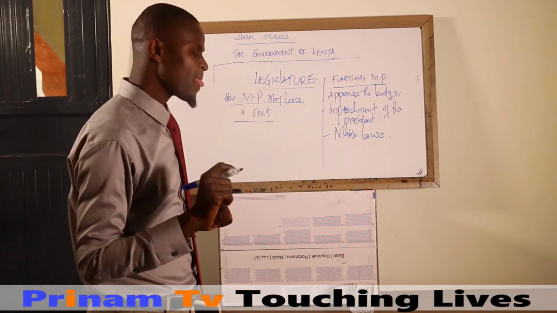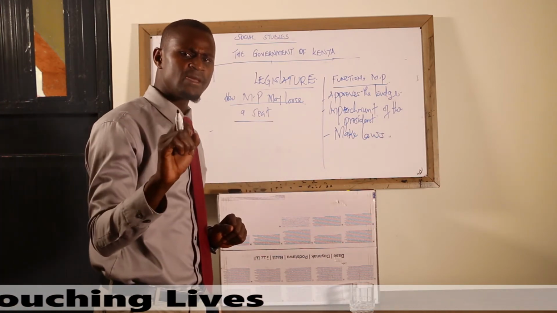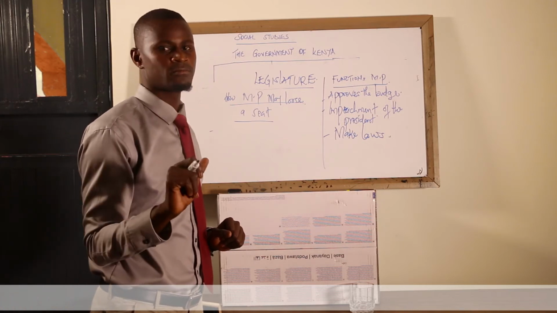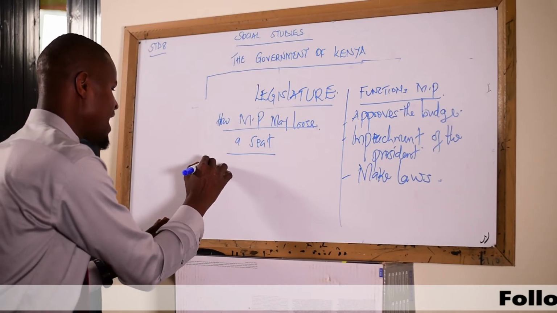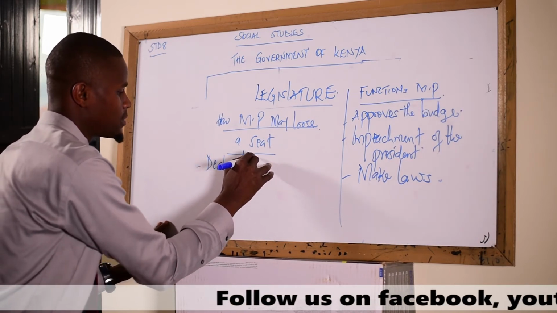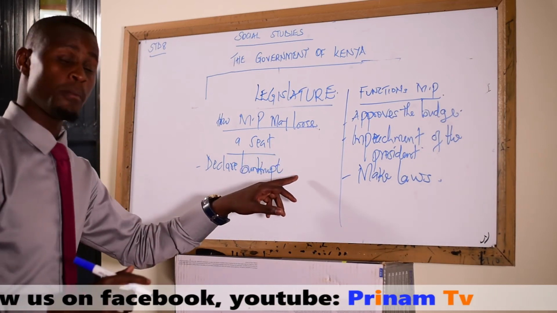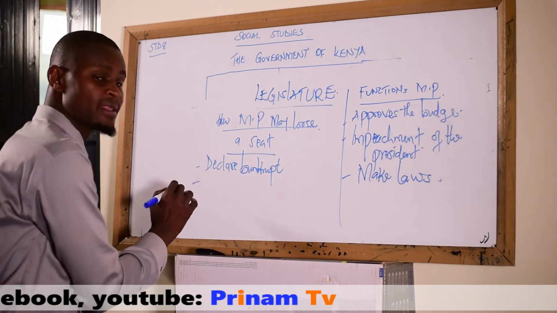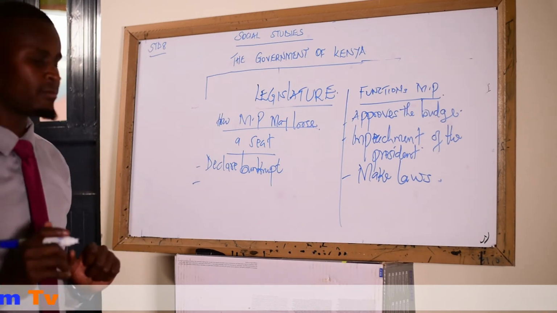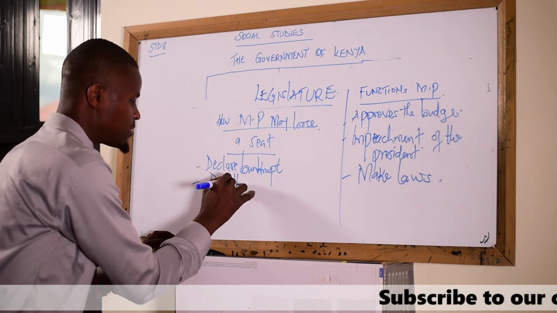The first one, if this member of parliament has been declared bankrupt by the court of law. Secondly, if he happens to die. Death, let's talk about death.